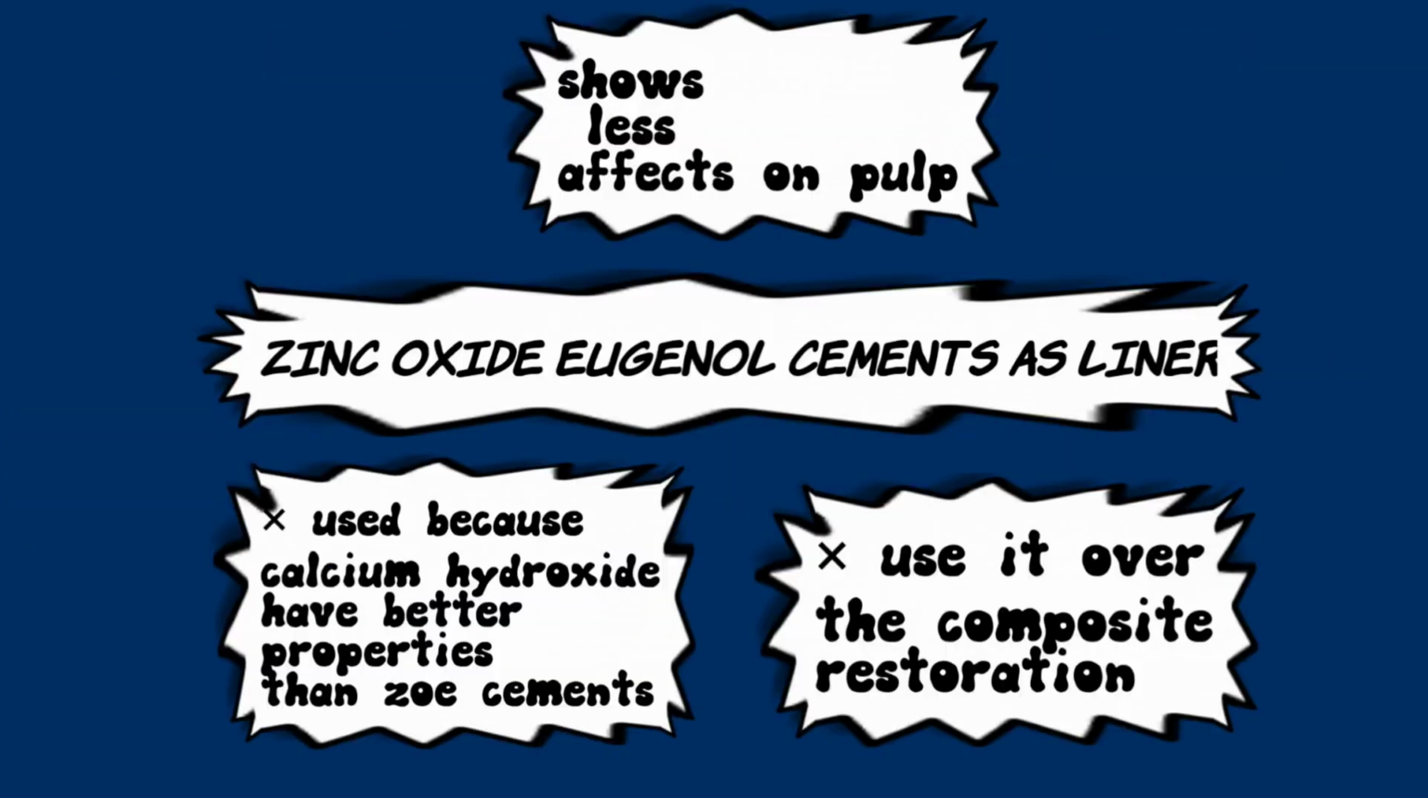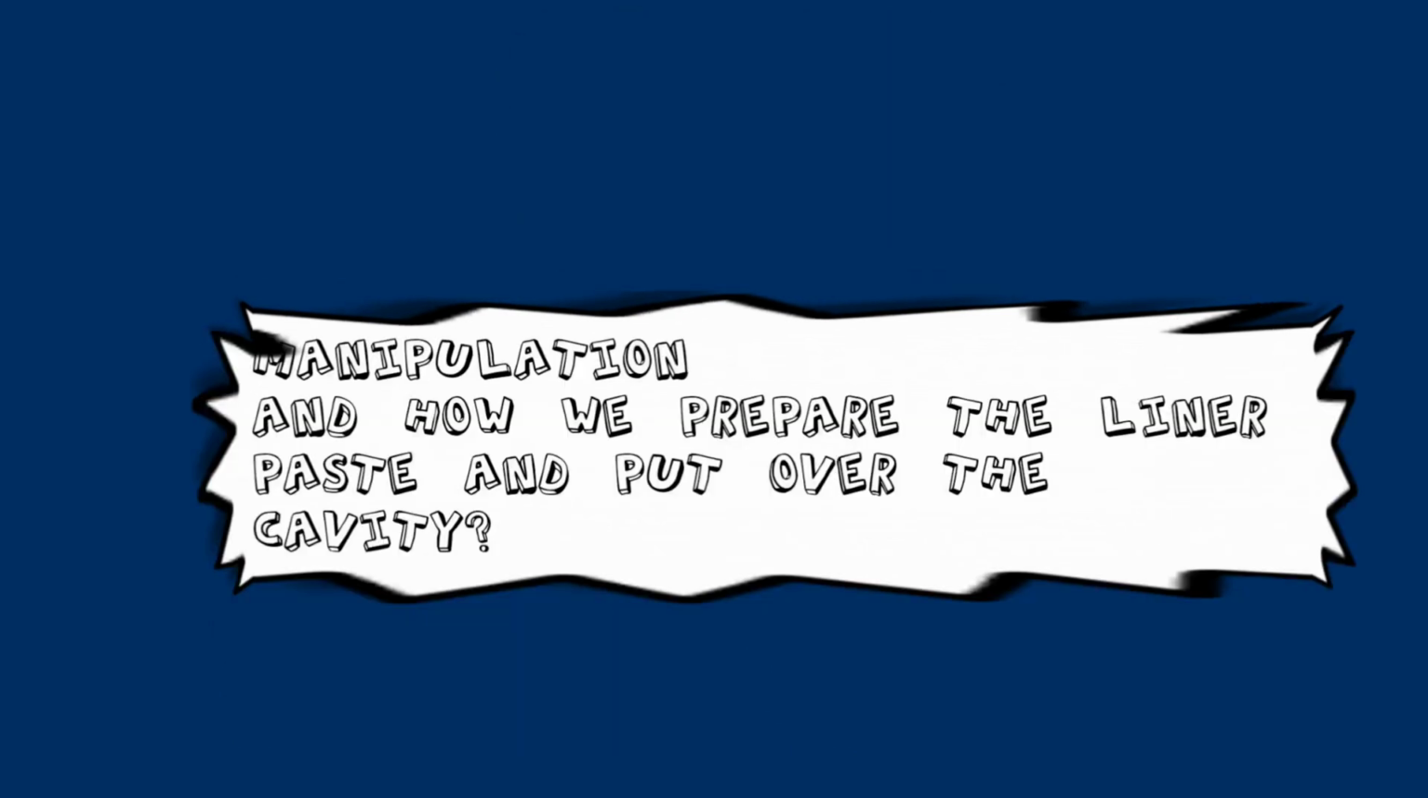Now we will talk about zinc oxide eugenol cement as a liner. As we know, zinc oxide eugenol has very little effect on the pulp, but nowadays it is not used, as calcium hydroxide shows better properties than zinc oxide eugenol cement. Also, if you are using zinc oxide eugenol, then do not use it under a composite restoration because it reduces the bonding property.